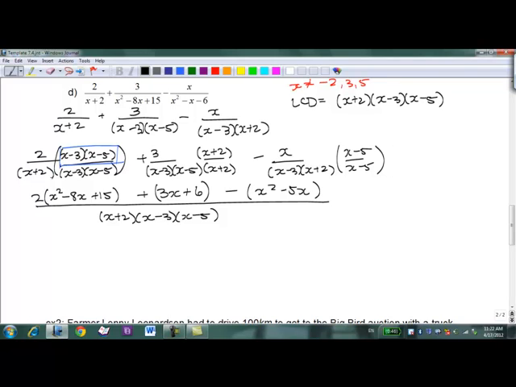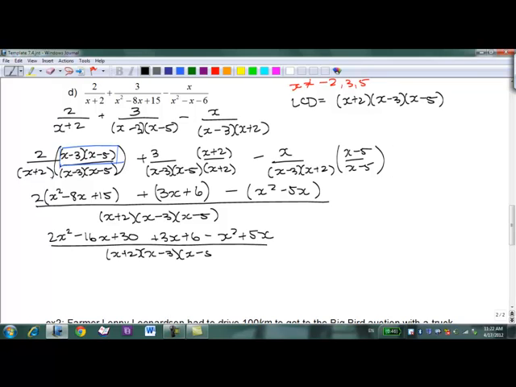So follow along here. 2x squared minus 16x plus 30 plus 3x plus 6 minus x squared plus 5x. Again, that negative distributes to both of them. And that's over our crazy denominator here.